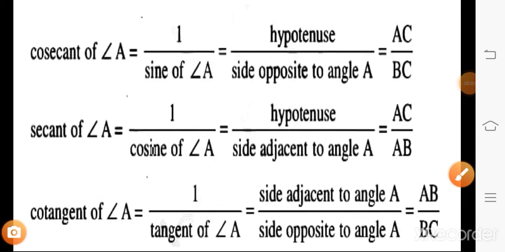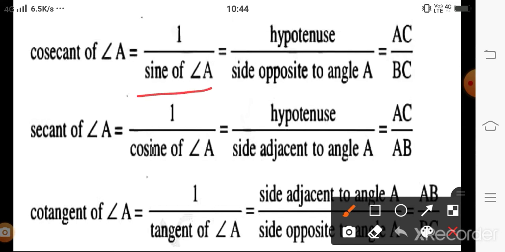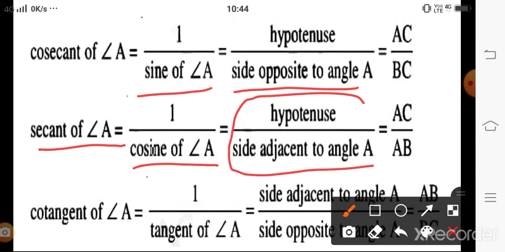Similarly, if you have to find the value of cosec of angle A, this is the reciprocal of sine of angle A, meaning the hypotenuse upon the side opposite to angle A. In the given figure we get AC upon BC. Secant of angle A is the reciprocal of cosine of angle A. Cosine of angle A is the side adjacent to angle A upon the hypotenuse, so here we get the reciprocal of that value, AC upon AB. Cotangent of angle A is the reciprocal of tangent of angle A, and here we get AB upon BC.